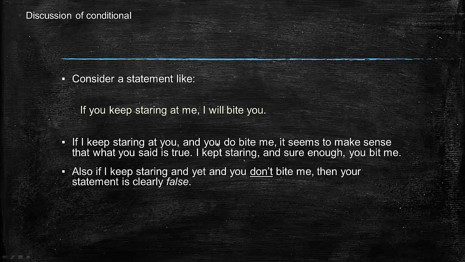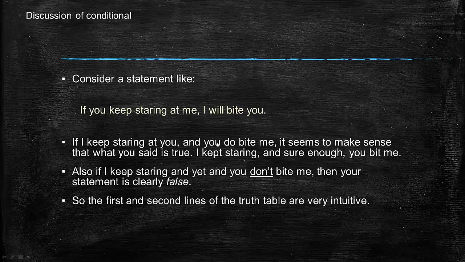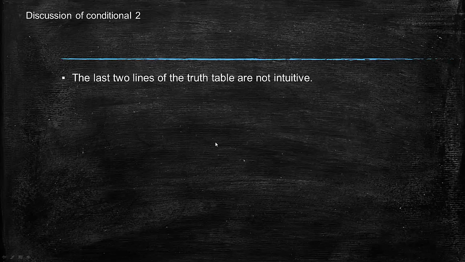And also, if I keep staring at you and you don't bite me, then I'd say that your statement was clearly false. Look, I kept staring and you didn't bite me, so what you said was false. That's intuitive as well. So the first and second lines of the truth table for the conditional are in fact very intuitive. The last two lines of the truth table, though, are not intuitive, and there's no way that we can just make them clearly intuitive because English uses the conditional quite a bit differently.